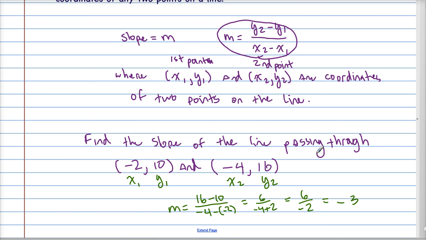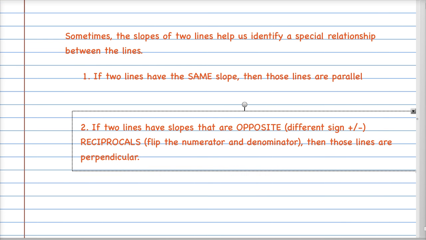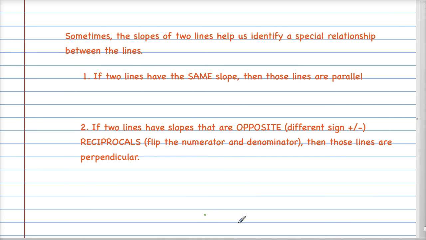And so negative 3 means it's decreasing. And we'll talk a little bit more about that in class tomorrow, about what the sign of the slope tells us about how the line looks. And the last thing that we're going to talk about today in our video are just 2 facts, I'm sorry, about the slopes of 2 lines.